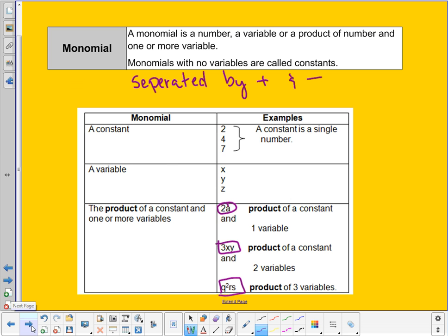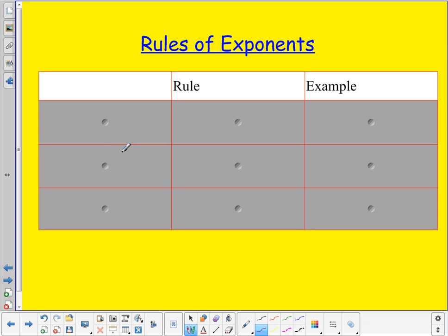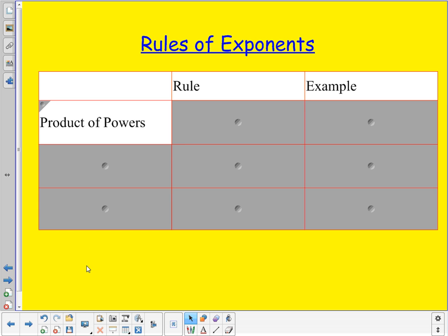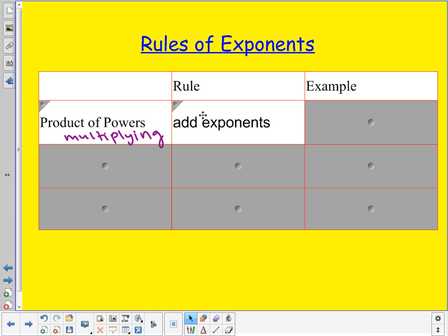Now we've got some rules for when we multiply powers, and we've got a bunch of different rules that we need to remember. The first one is the product of powers rule, for when we're multiplying two powers. When we multiply powers, we add the exponents. So the base doesn't change, but we add the exponents.